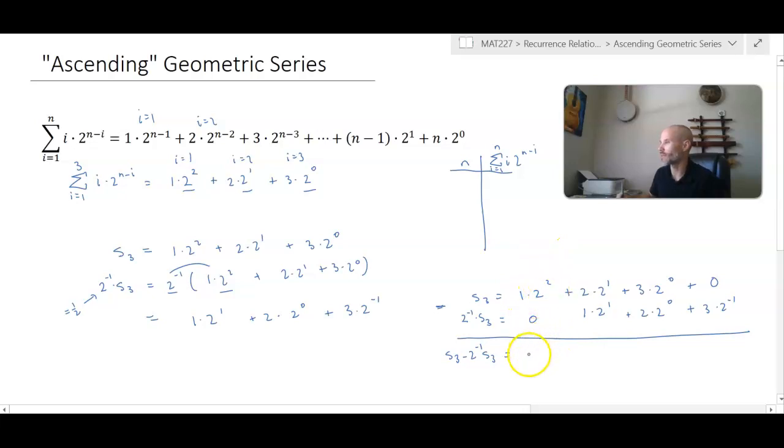1 times 2 squared minus 0 is just 1 times 2 squared. 2 times 2 to the first minus 1 times 2 to the first is equal to 1 times 2 to the first. 3 times 2 to the 0 minus 2 times 2 to the 0 is going to be 1 times 2 to the 0. And then we'll have this last term over here as 3 times 2 to the negative 1.